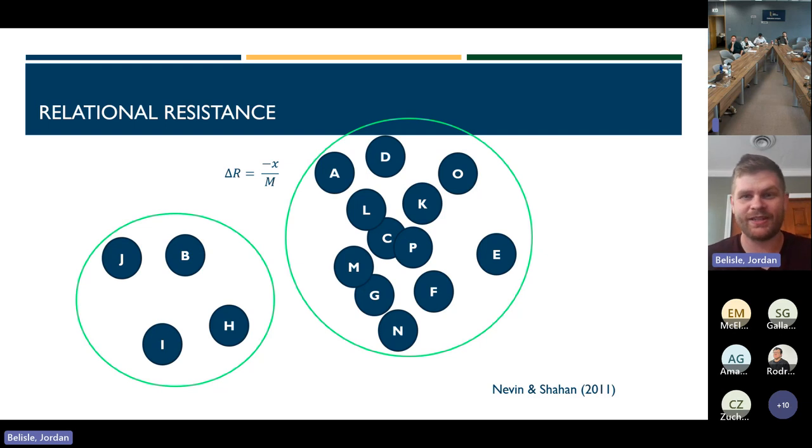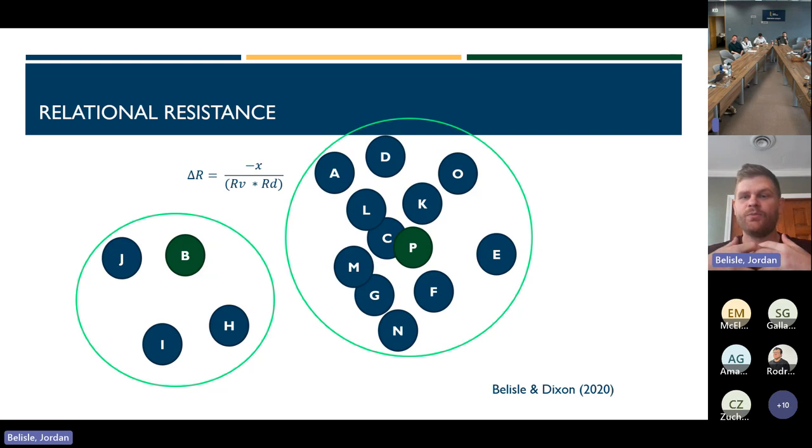The question, of course, is what produces M. In 2020, we expanded this account and suggested that mass might be a derivative of volume and density, and this is consistent with Newton's basic framework. The greater the number of relations within a network, and the stronger those relations are, the more resistant the relational network will be to change.